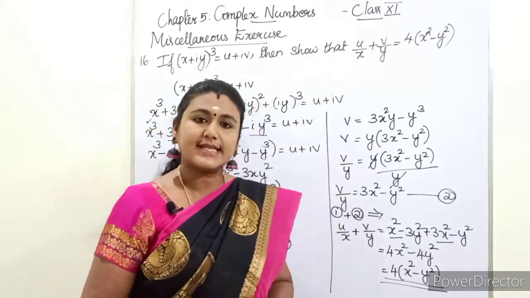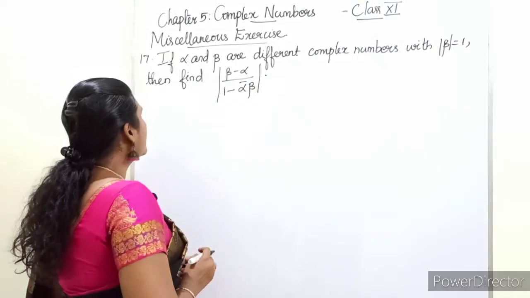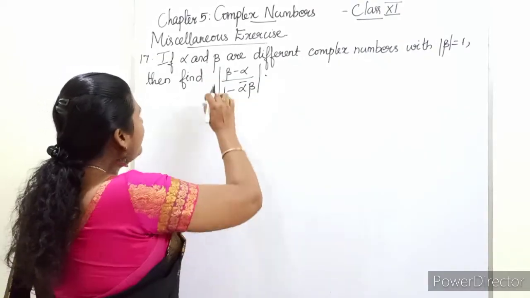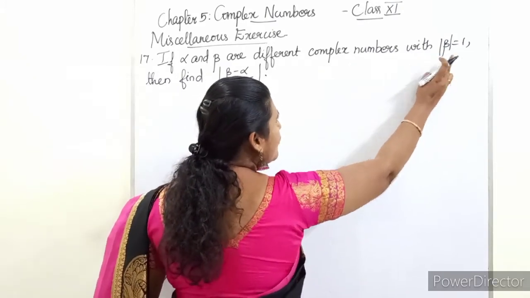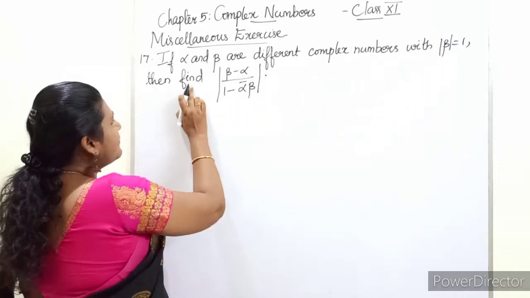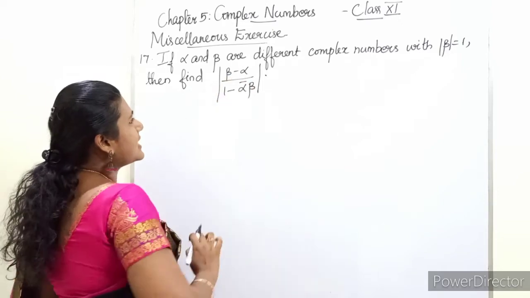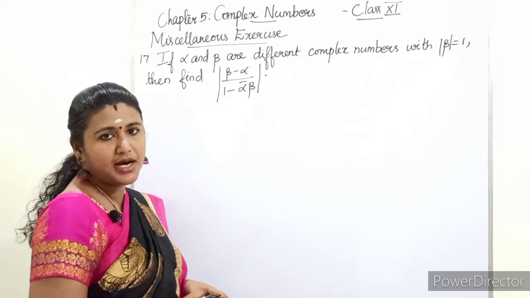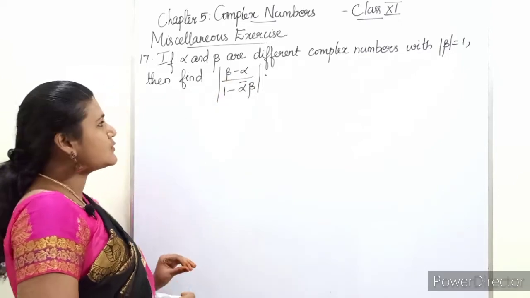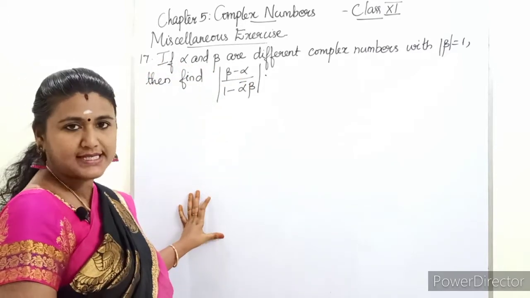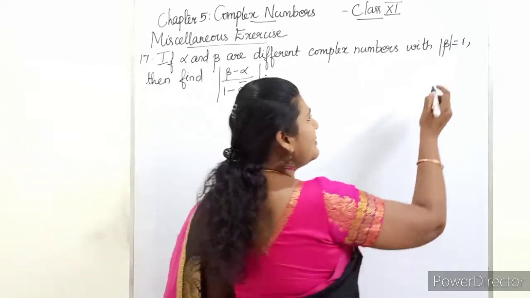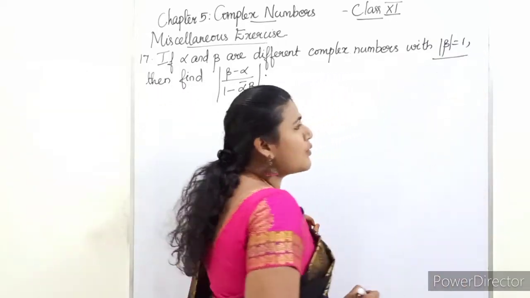Now we will see the next question. Question number 17. If alpha and beta are different complex numbers with modulus of beta equal to 1, then find the modulus of (beta − alpha)/(1 − alpha bar beta). So here in this question it is given that alpha and beta are two complex numbers with the condition modulus of beta is equal to 1.